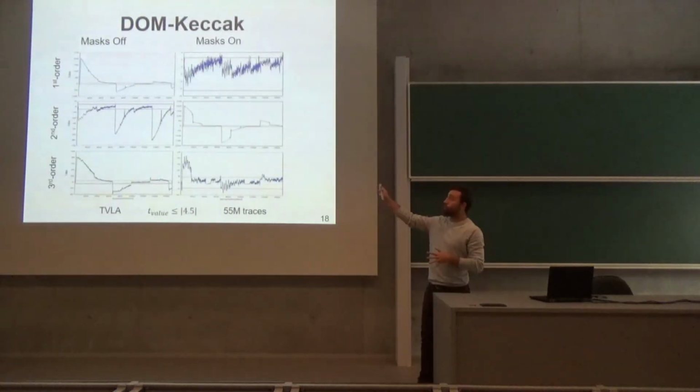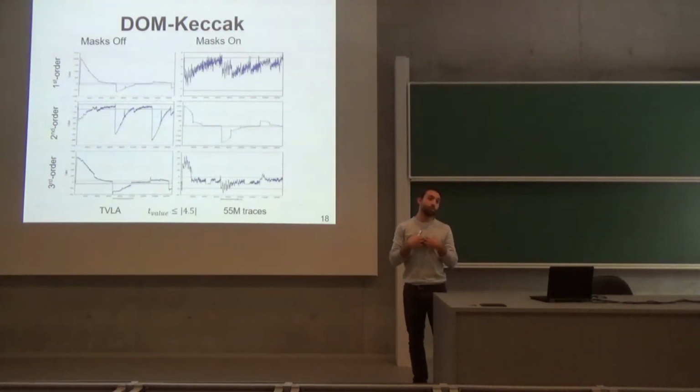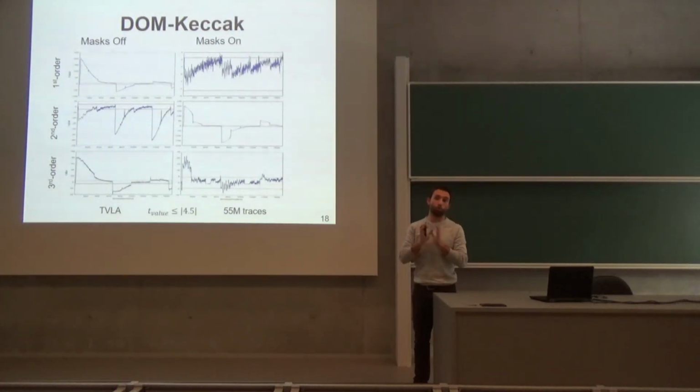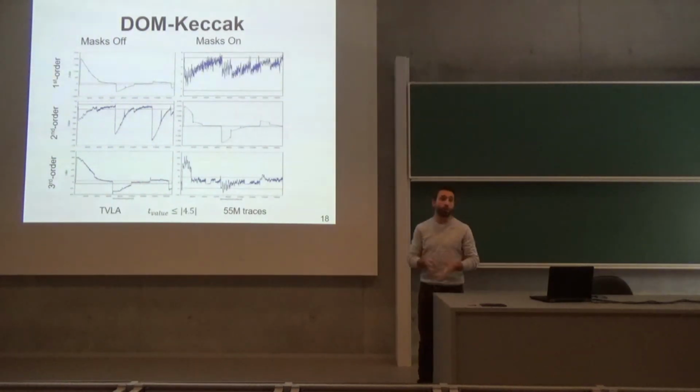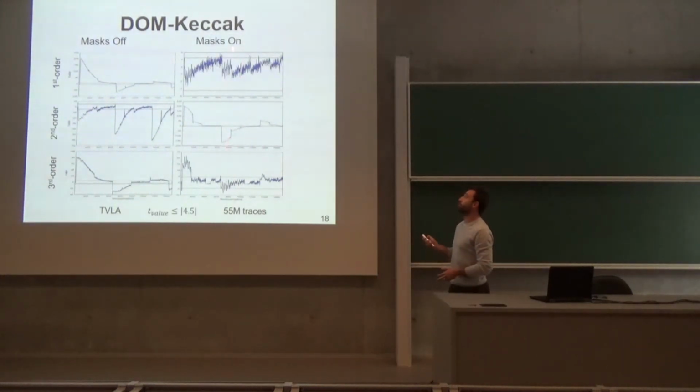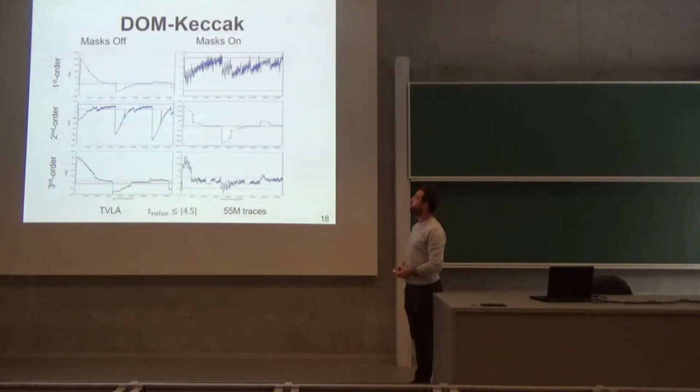Well, first we did an evaluation of this implementation. We implemented it ourselves to make sure the comparison was done as fairly as possible. We see that when masks are off, the countermeasure is switched off, we see huge leakage. When masks are on, we still see small leakage in the first order. We do this test with the test vector leakage assessment with 55 million traces.